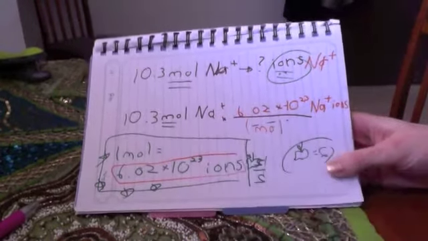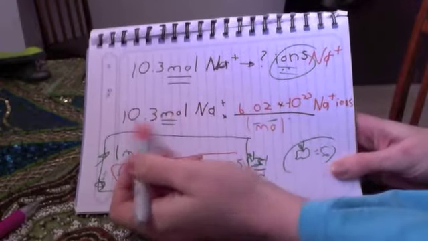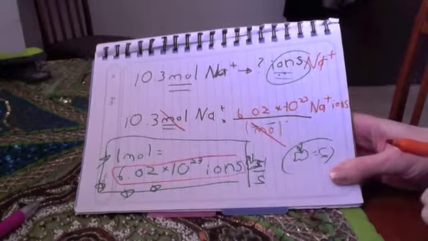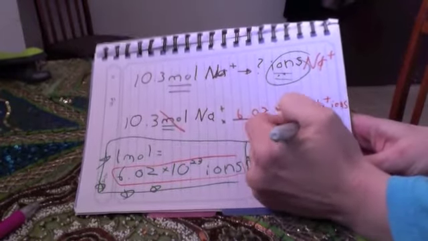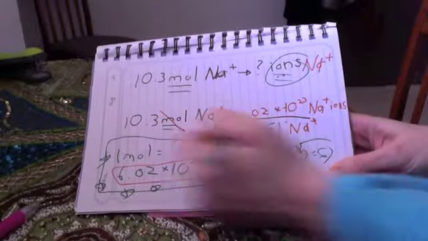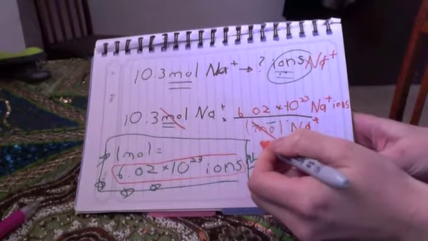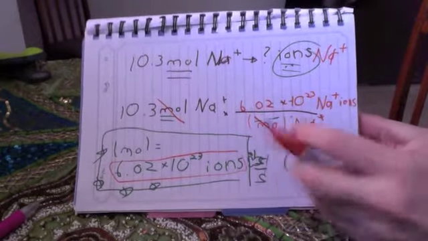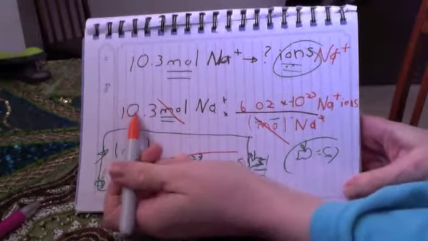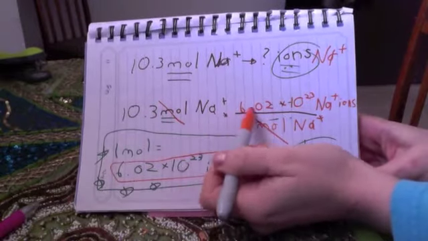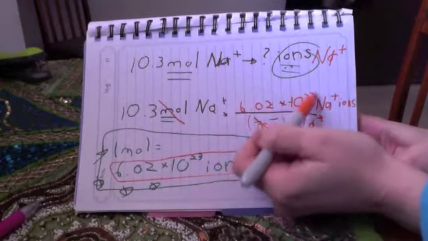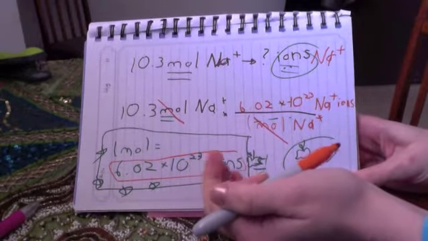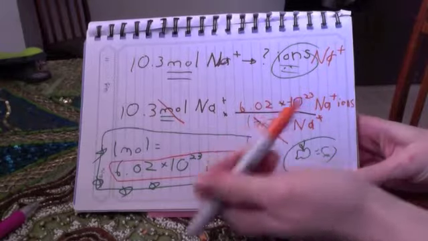And the reason why this makes sense in math is because this 10.3 moles of sodium, the moles actually cancel, right? The moles of sodium cancel. Because remember, if in math I have something on the top and it's being multiplied by a fraction, how I would plug this into my calculator would be 10.3 times 6.02 times 10 to the 23 divided by 1, and you're going to get your answer. I don't even care what the actual answer comes out to be.